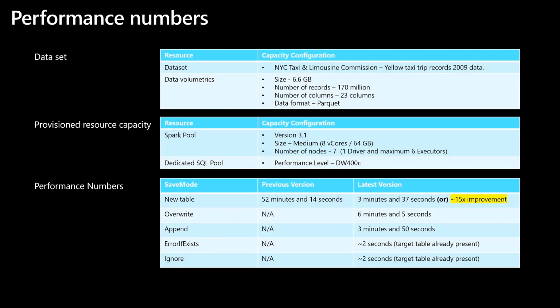The dataset used here is a public dataset available on the Azure Datasets portal. It belongs to the NYC Taxi and Limousine Commission trip data, all of 2009. The data is about 6.6 GB with about 170 million records, where the width of a row is 23 columns. Data is stored in Parquet with Snappy compression.